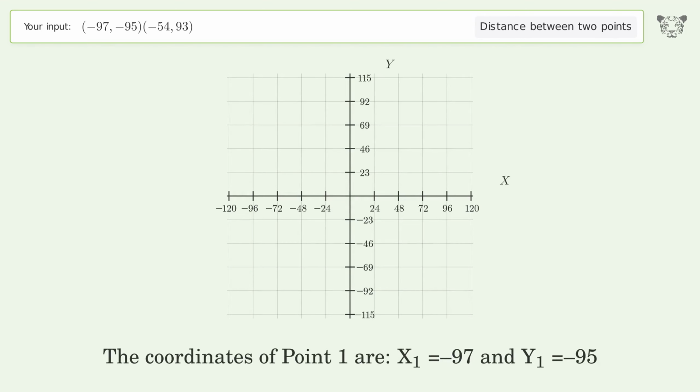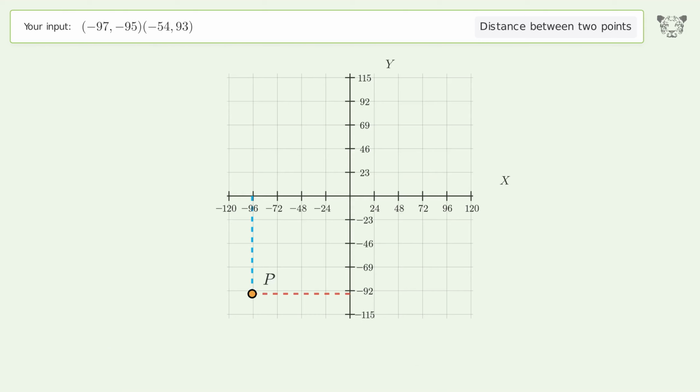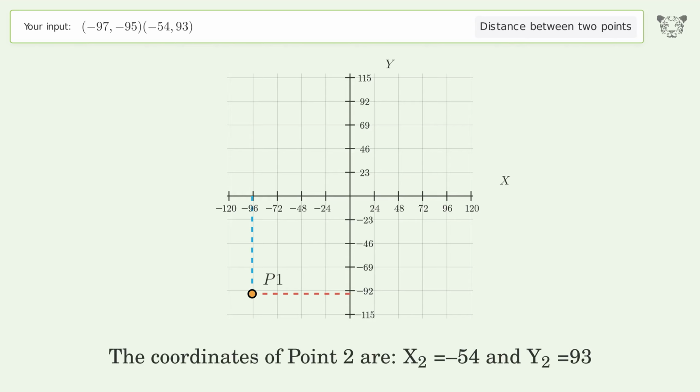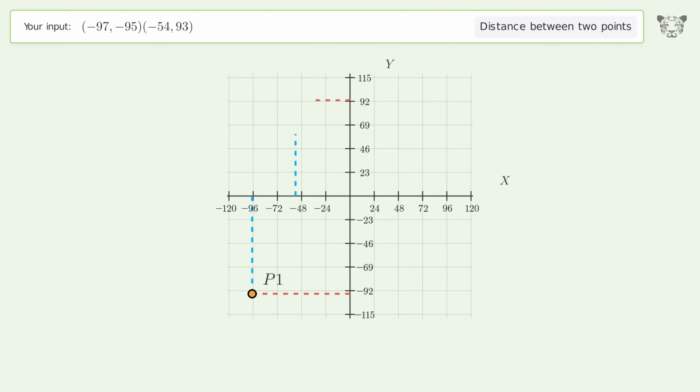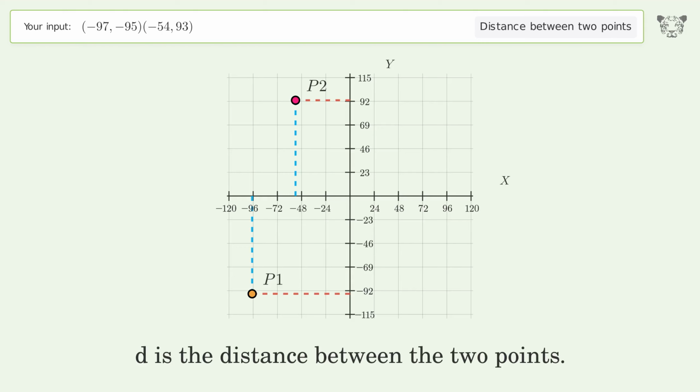The coordinates of point 1 are x1 equals -97 and y1 equals -95. The coordinates of point 2 are x2 equals -54 and y2 equals 93. D is the distance between the 2 points.